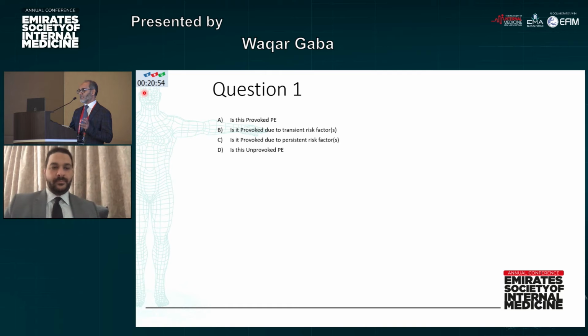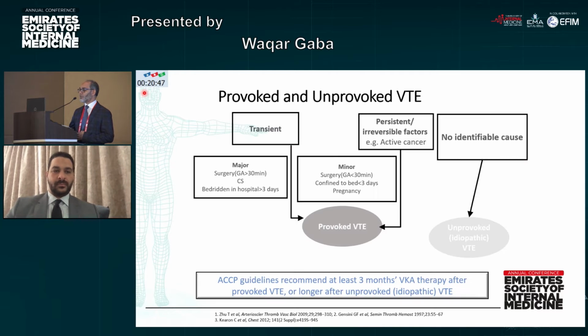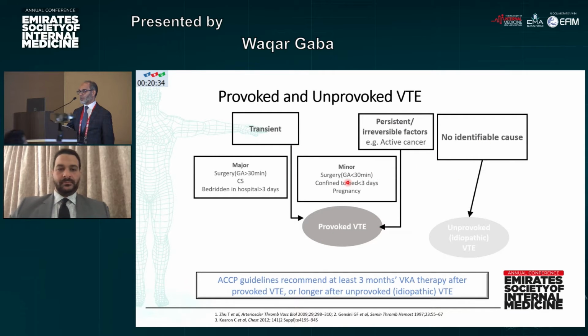So the majority thinks it's maybe a transient risk factor, but there are a few others who think that this could be unprovoked or provoked as well. This business of provoked and unprovoked VTE, quite like you can say old slides, the 2019 and 2012, talks about provoked VTE coming from a transient risk factor or a persistent risk factor. When we talk about transient risk factors, there are some factors which are major, and there are some which are minor. Major, like surgery, major surgery with general anesthesia for more than 30 minutes, or you have been in the hospital for more than 3 days, or some minor risk factors. And there are some who have no identifiable cause.